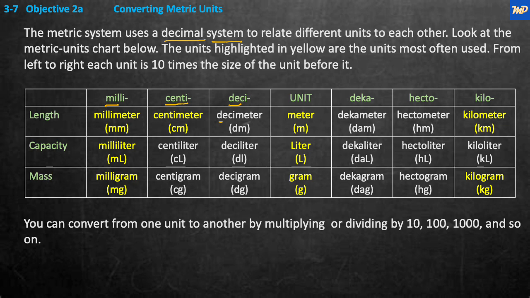Then we go to deca, D-E-K-A, deca. Deca means 10. So a meter, if you multiply it by 10, you get a decameter. So it would be about 30 feet. A decameter is about 30, 31, 32 feet, somewhere in that range. I'd have to give you the exact conversion. It's written as DAM, decameter, 10 times larger than a meter.